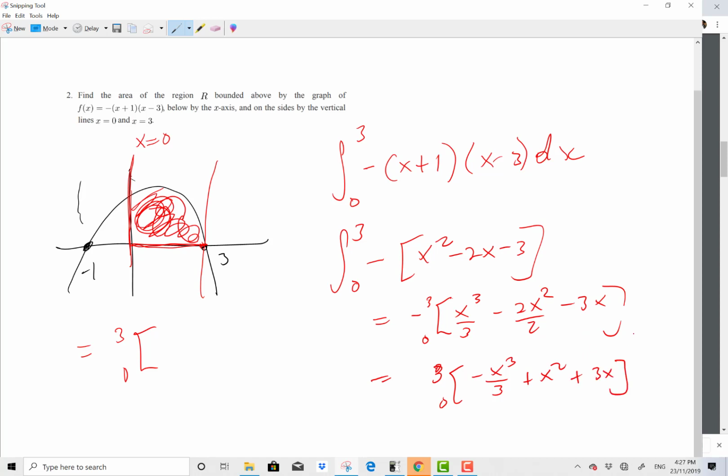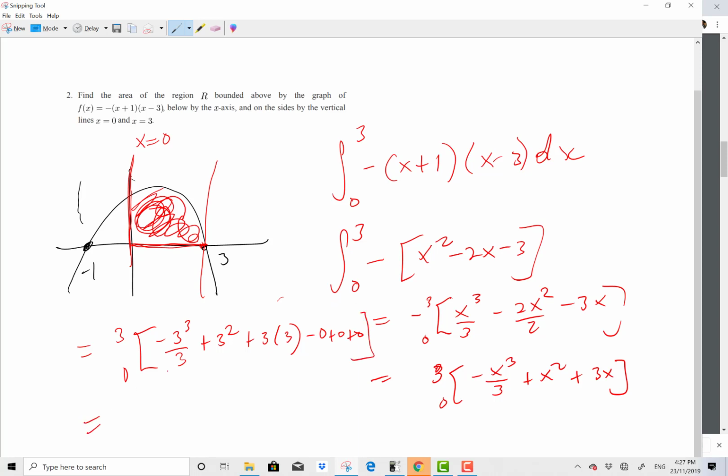Now, with that being the situation, I need to just simply plug in 3 and 0. If I plug in 0, I know everything is going to drop out. So I plug in 3, and we substitute 3 for x. So substituting 3 for x, I'm going to have negative 3 cubed divided by 3 plus 3 squared plus 3 times 3. With that being the case, minus 0 plus 0 plus 0, because all of these would be 0 if I plug in 0.